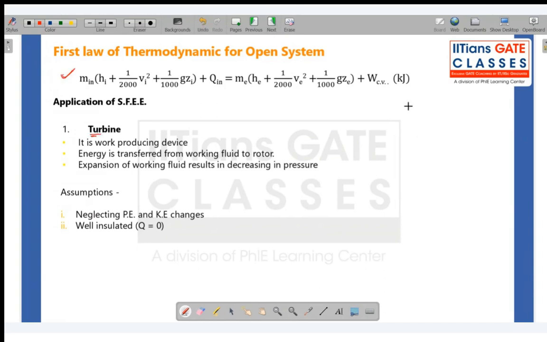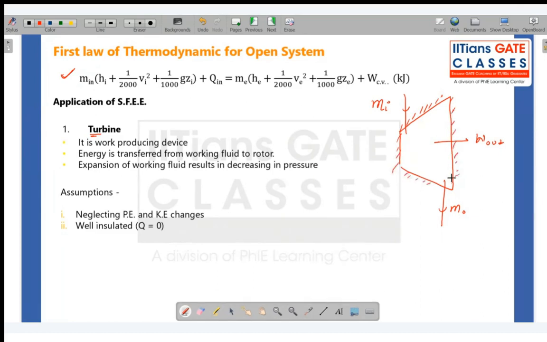Okay. So turbine, we all know what a turbine is. What does a turbine do? Turbine is a work producing device. Mass is entering here. Mass is going out. Work output we are getting. And always it is isentropic. So isentropic means what?